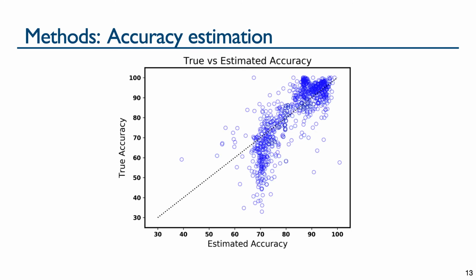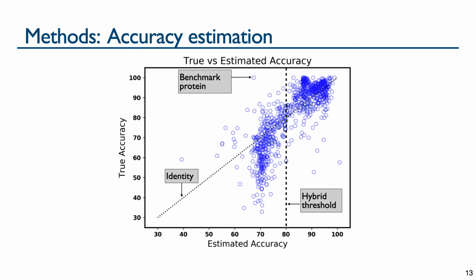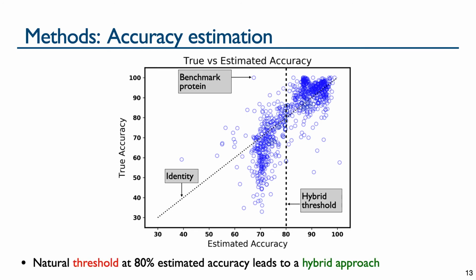To give an illustration of the behavior of this estimator, this figure shows a plot of true accuracy versus estimated accuracy. Each circle here represents a protein from a benchmark dataset where the estimated accuracy of Nnessy's prediction is given on the horizontal axis and its true accuracy is given on the vertical axis. This dotted line is the identity function, where estimated accuracy equals true accuracy. Note that above 80% estimated accuracy, there is a tight cluster of proteins of high true accuracy. This leads to a natural threshold for a hybrid approach to prediction, which is explained on the next slide.